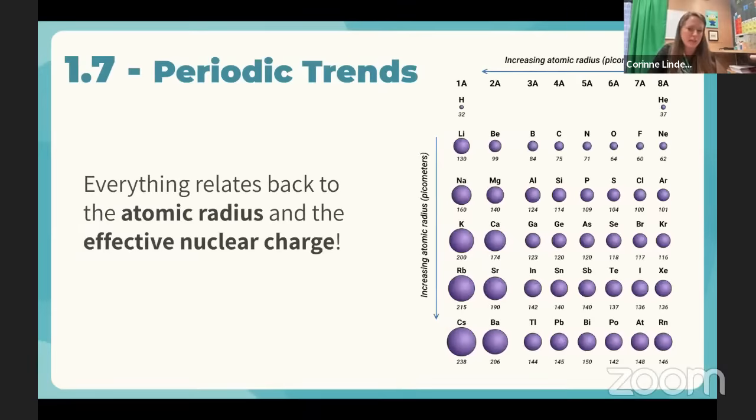All right, and this is just showing that. And the buzzword here, again, is effective nuclear charge. So the greater the magnitude of protons that you have in the nucleus, the more those electrons are pulled in towards that, the more they are attracted towards the center of the atom, the nucleus.